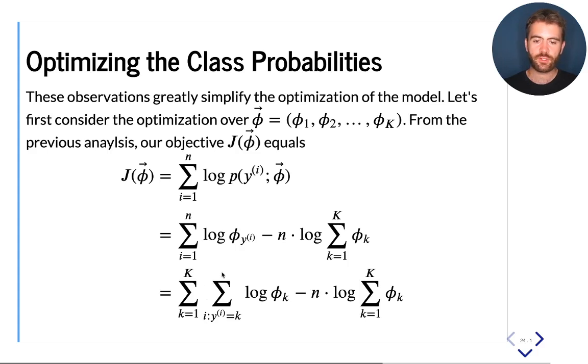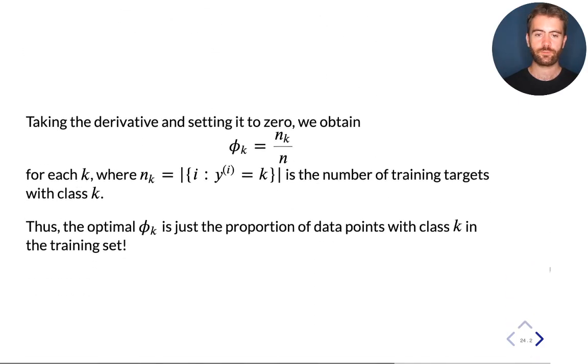And here I have just rewritten this expression in a slightly different way, where I'm taking a summation over all the possible values of k, and then here I'm summing over all the indices where the class equals k for this training point i. So in the second line, I have just used the definition of a categorical distribution. In the third line, I'm just rearranging the summation to make it a little more convenient to read.